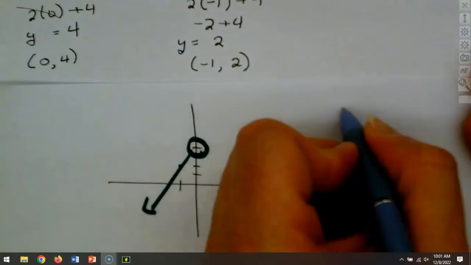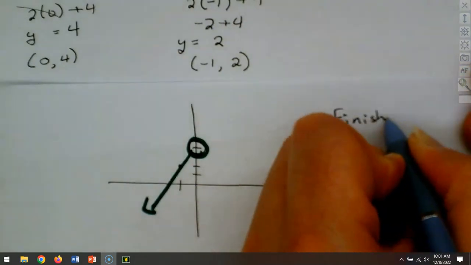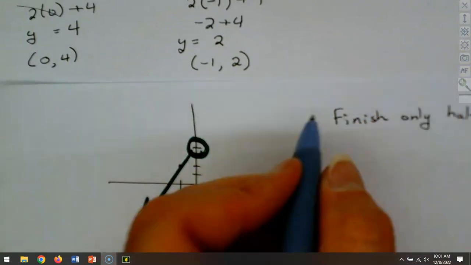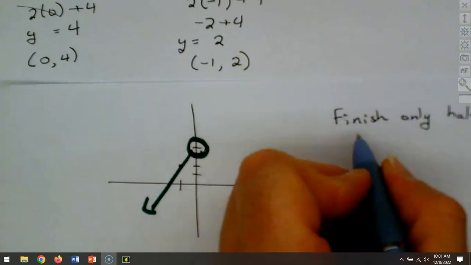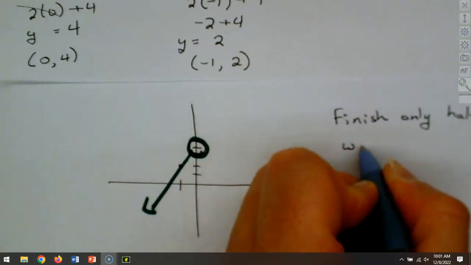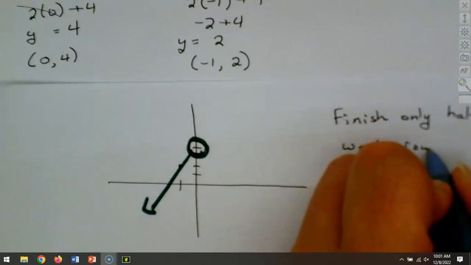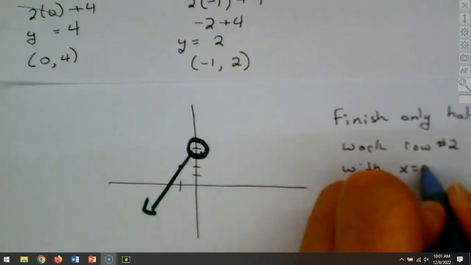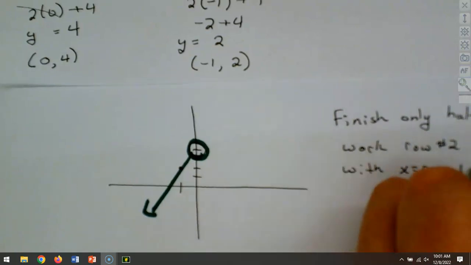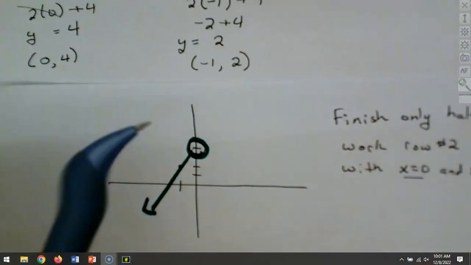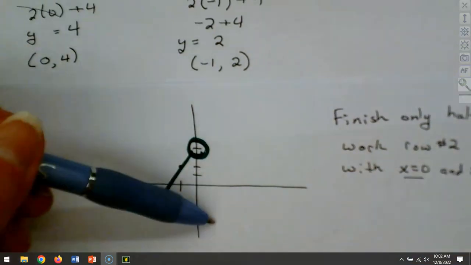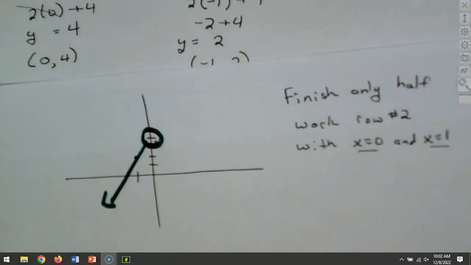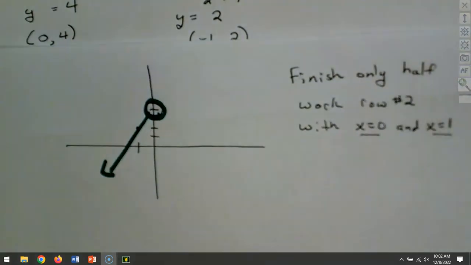So this is only half. You've got to finish it. And this is only half. So that means we have to do row 2. So I'll just say work out row 2 with x equals 0, and we'll use x equals 1. You get your ordered pairs. Now I will tell you that it's going to be a curve like this. It's going to look something similar to that, but you've got to work it out and see. So that's what you'll need to do to finish this.